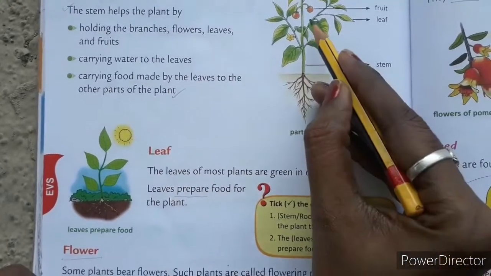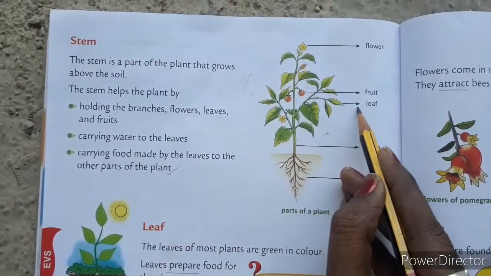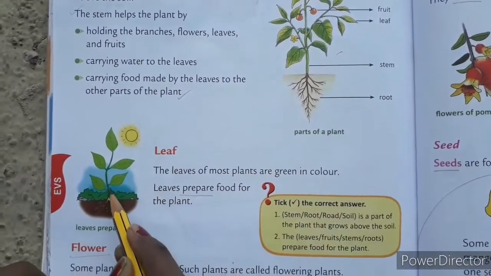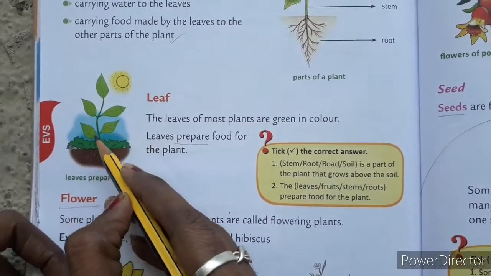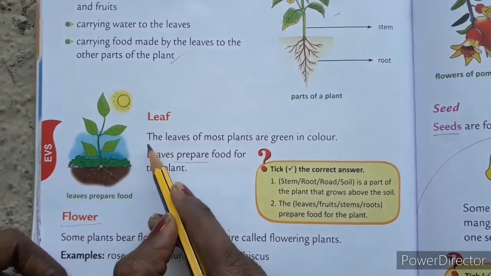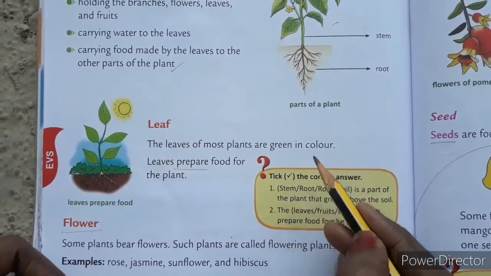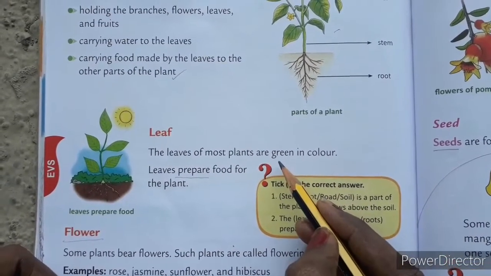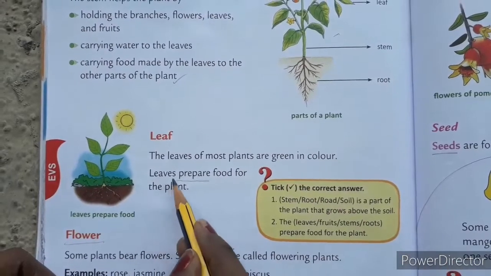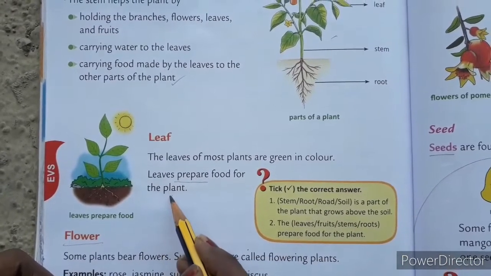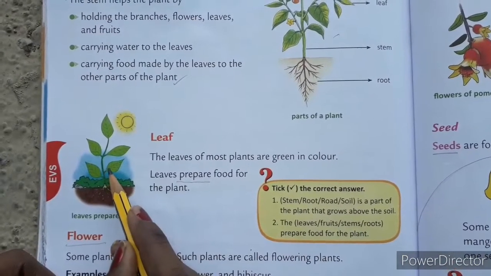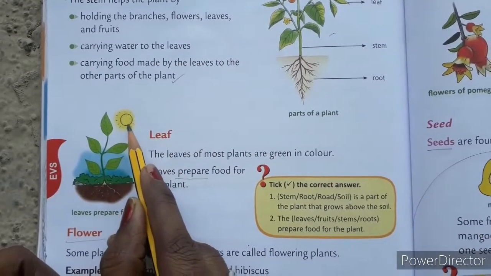Next part, leaf. I will explain about the leaf. See children, these are leaves. The leaves of most plants are green in color. Leaves prepare food for the plant. See children, leaves prepare food for the plant with the help of sunlight.